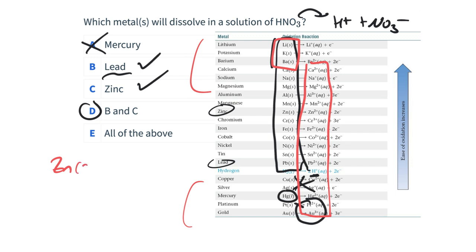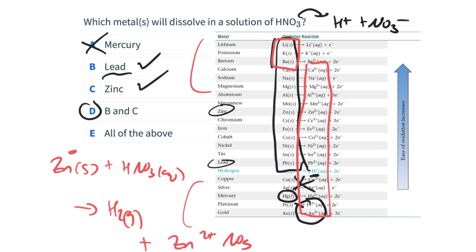Zinc solid, so neutral zinc, should react with the HNO3 aqueous solution, and the product should be H2 gas, which floats away, and then zinc 2+ forming, pairing up with nitrate, so 2 nitrate ions. We'll need 2 HNO3 to put us into balance. So we're making H2 gas, which floats away from the reaction, and zinc nitrate. If you did this reaction with mercury, no reaction would take place.